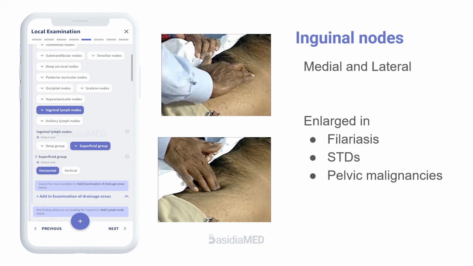Position your fingers approximately 3 cm lateral to the pubic tubercle, and then palpate vertically downwards over the saphenous opening and the proximal portion of the great saphenous vein to assess the vertical group of superficial inguinal lymph nodes. These are enlarged in filariasis, STDs, and pelvic malignancy.